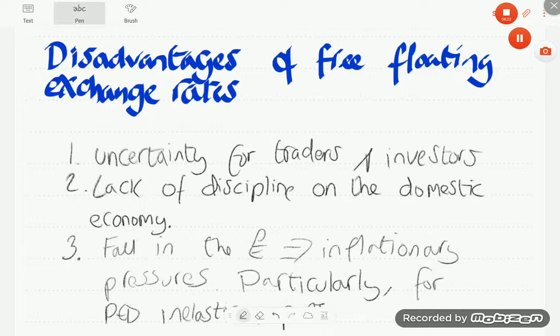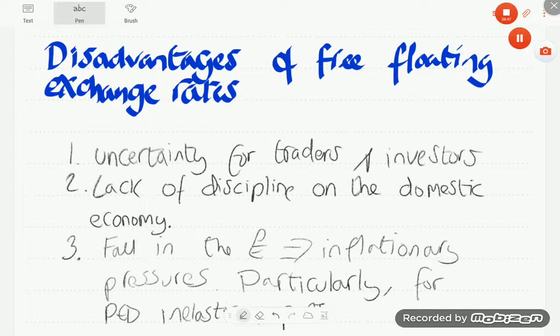That is, where decisions are made based on anticipated costs and revenue flows for many years to come. In short, a volatile exchange rate means the cost revenue flows cannot be anticipated. Second, lack of discipline on the domestic economy. Governments may pursue irresponsible inflationary policies.